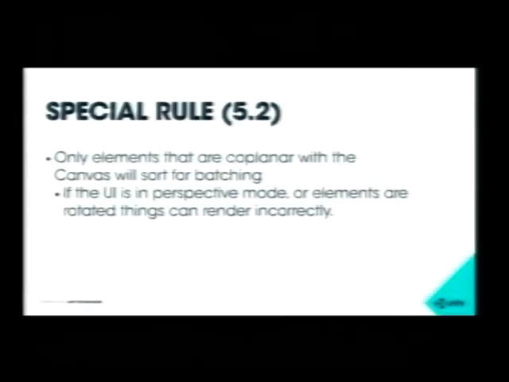In Unity 5.2, we're introducing a special rule, and that is that only elements that are co-planar with the canvas will sort correctly for batching. Before Unity 5.2, we only considered element overlaps in the 2D plane, and this could lead to some severe issues if you're using a perspective canvas or have elements offset from the canvas. Let's see what it looks like in the current version of Unity, and then we'll have a look at how we solve the issue.